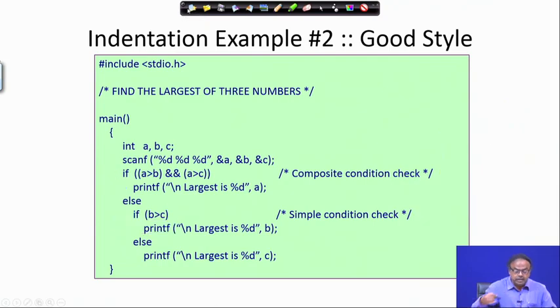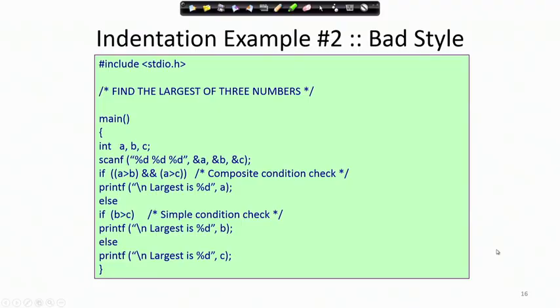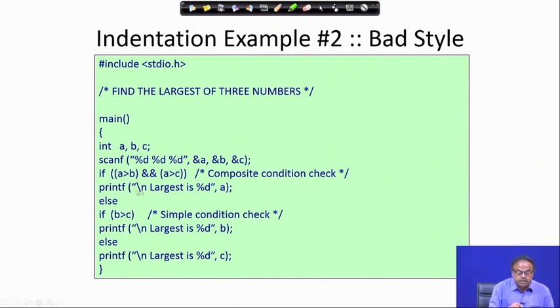Now, the same thing would be a bad style if I write it in this way. From here, it is not at all clear which one corresponds to which one. If I study it closely, I will be able to understand that this printf corresponds to this condition, but immediately when I look at it, it is not very visible. So, this is a bad style.